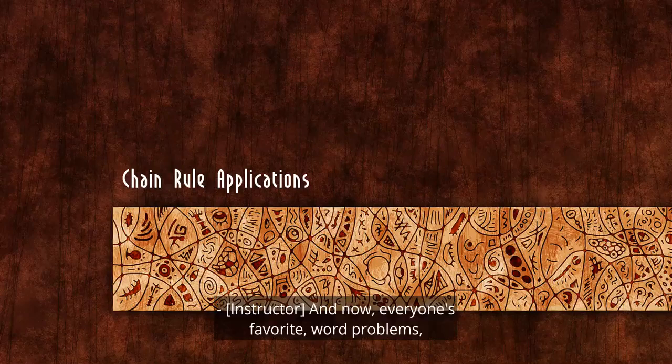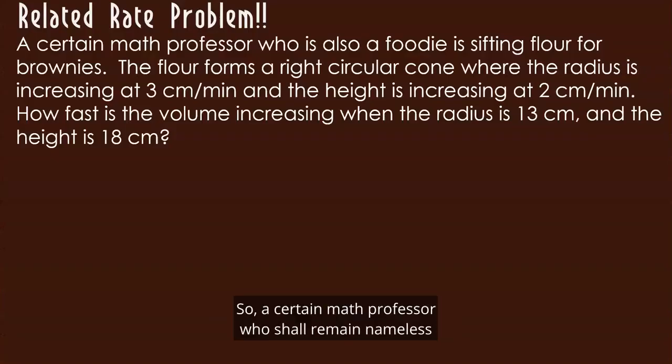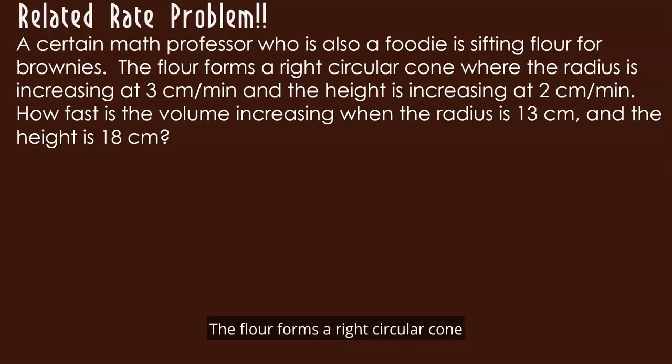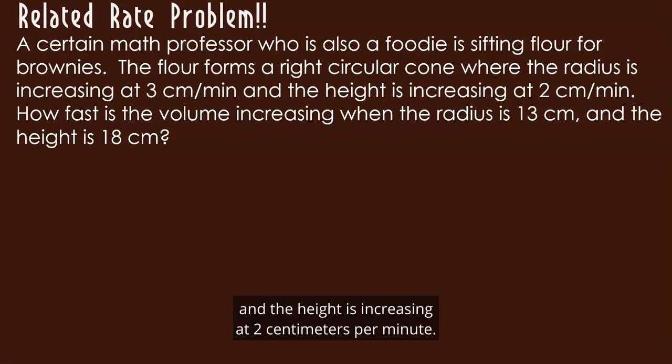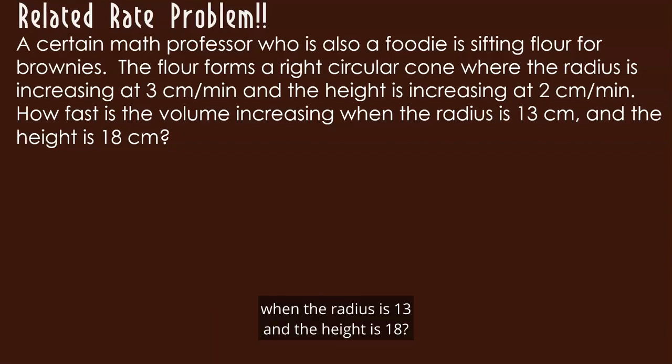And now, everyone's favorite, word problems, where you see how to use all those things you learned in the previous video. So a certain math professor, who shall remain nameless, who is also a foodie, is sifting flour for brownies. The flour forms a right circular cone where the radius is increasing at 3 centimeters per minute and the height is increasing at 2 centimeters per minute. How fast is the volume increasing when the radius is 13 and the height is 18?